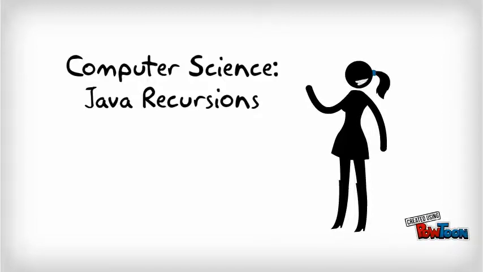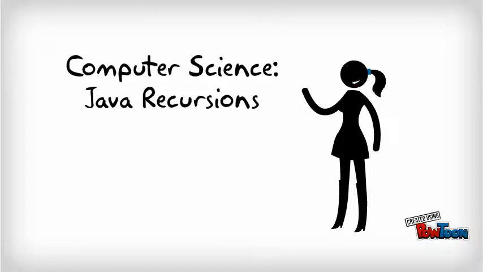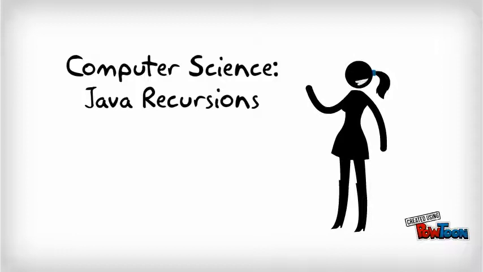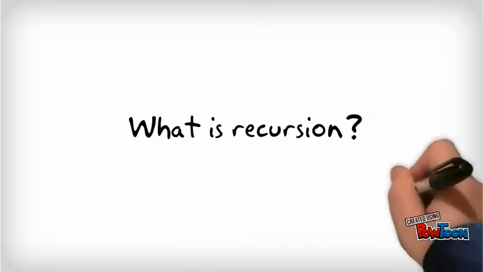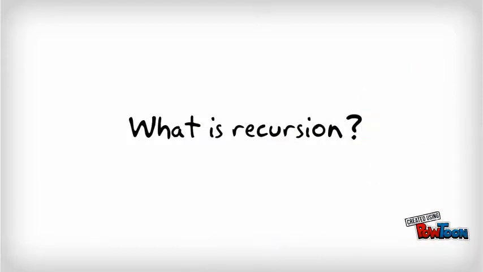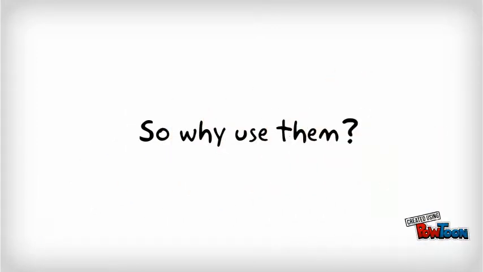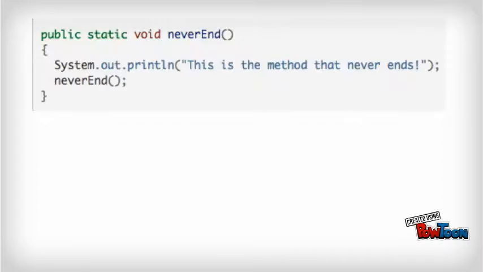Today, we are going to be talking about Java recursions. Recursions can be confusing at times, so hopefully this video will help clear things up a bit. So recursion is when a method calls itself. And it is most useful when it's being used to solve problems where the structure of the problem repeats.